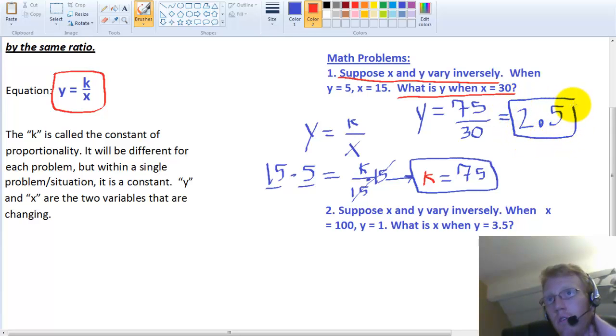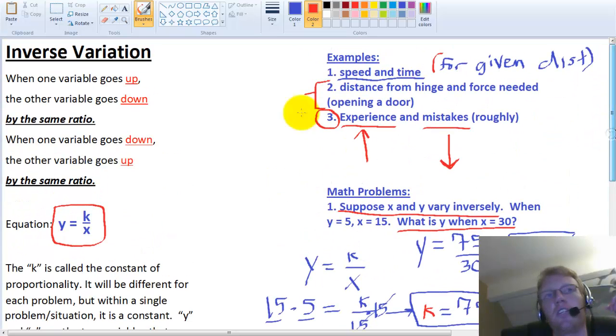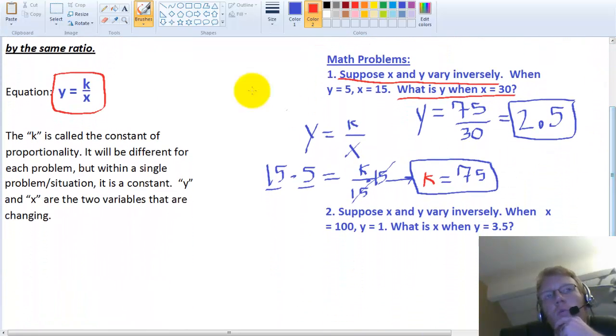Okay, so 2.5. So now let's analyze it in the other way, just like I had done with the direct variation. When one variable goes up, the other variable goes down by the same ratio. Okay, so let's look at this problem here with that mindset. So the x value starts at 15 and it ends at 30. So what happened to x? X doubles.